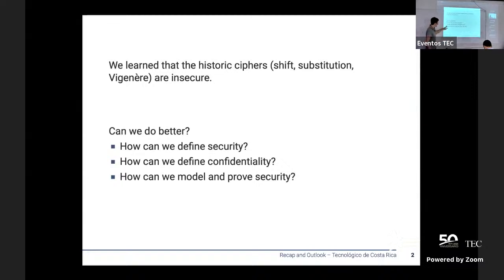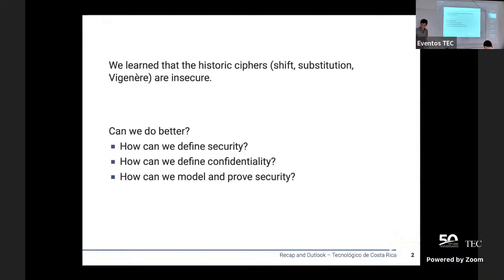And specifically, how can we define confidentiality? That's what we're looking after for cryptography, for encryption, sorry. And how can we then maybe make some model and really prove that these crypto systems are secure under a certain model? So we have to model the real world under some constraints to be able to prove, well, in this model, we can prove our crypto system secure.